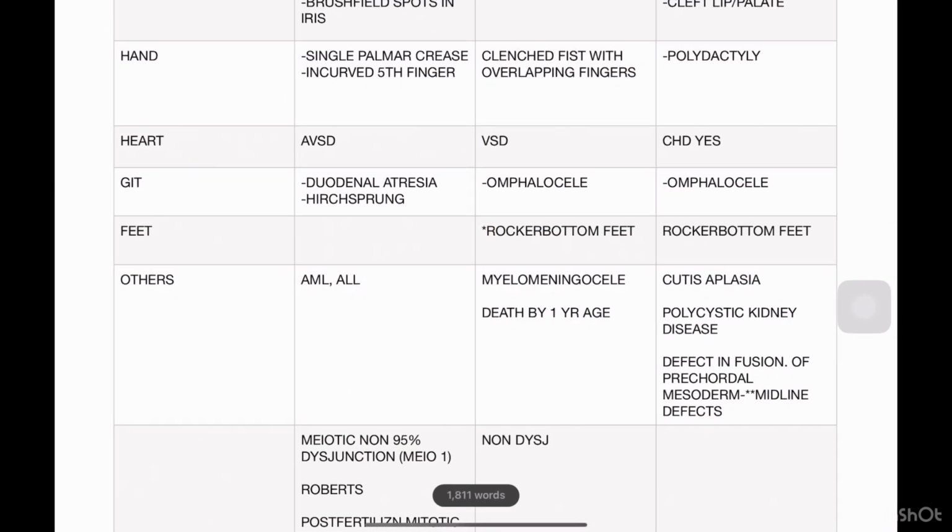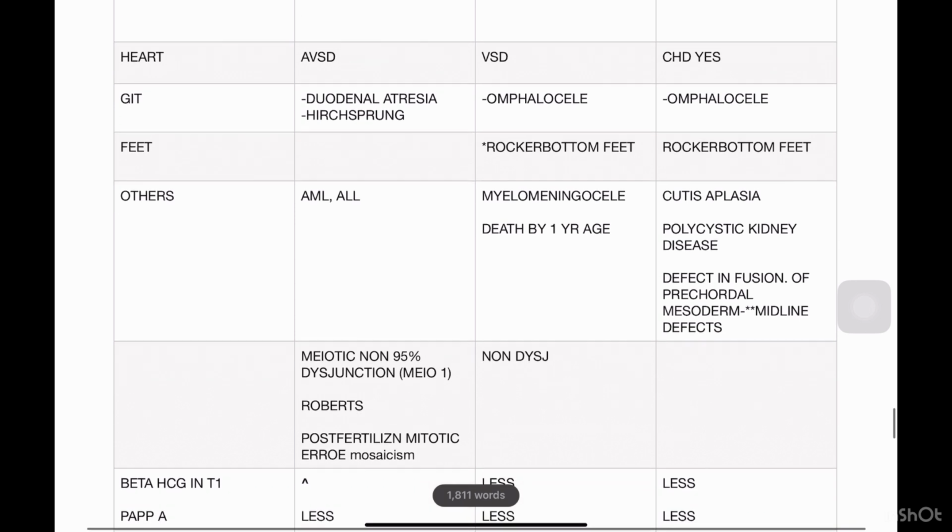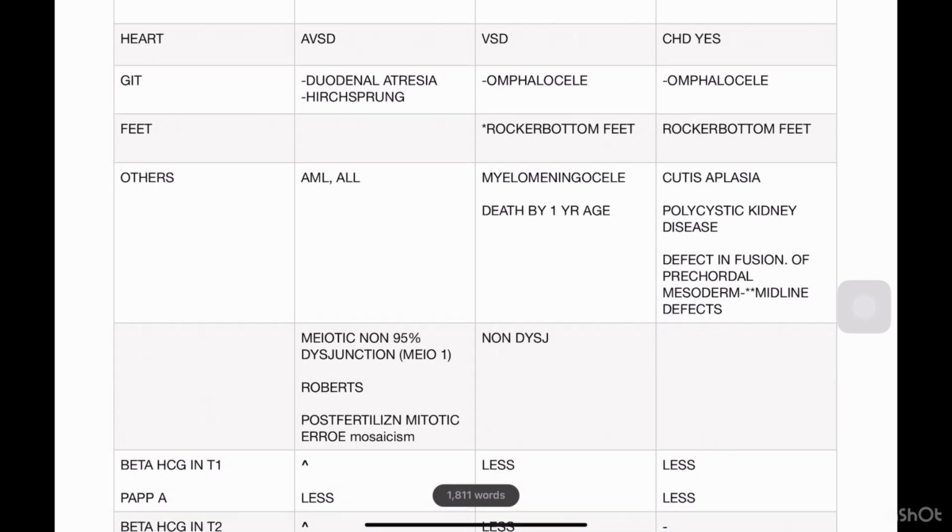And moving on, in Down syndrome, it is very likely that the patient can go on to develop AML or ALL leukemias. In Edwards, the patient can present with myelomeningocele, which is the herniation of both the meninges and the spinal cord through a defect in the back. And they usually, unfortunately, die by the age of 1 year.